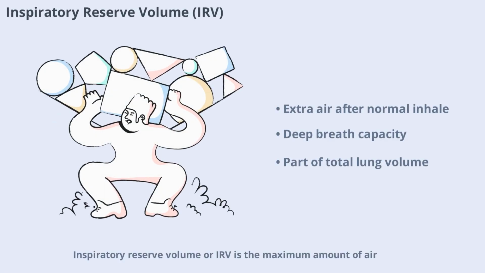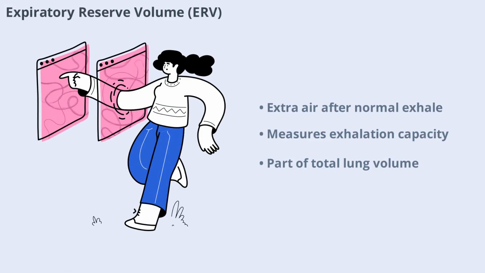Inspiratory Reserve Volume, or IRV, is the maximum amount of air you can inhale after a normal inspiration. It represents the extra air you can draw into your lungs when you take a deep breath above and beyond your usual tidal volume. Expiratory Reserve Volume, or ERV, is the maximum amount of air you can exhale after a normal expiration. It's the extra air you can push out of your lungs after breathing out normally, down to the lowest level you can comfortably reach.